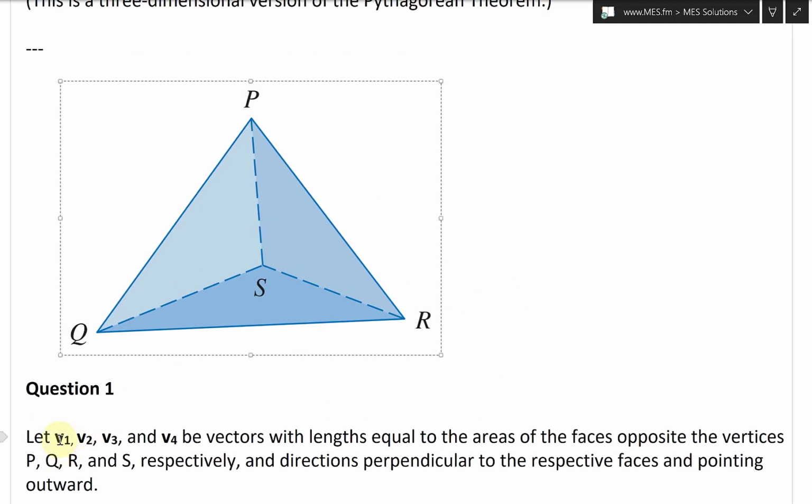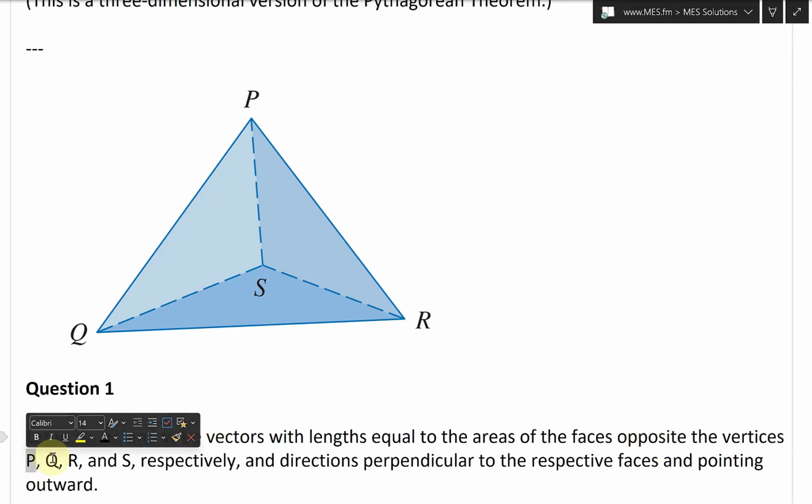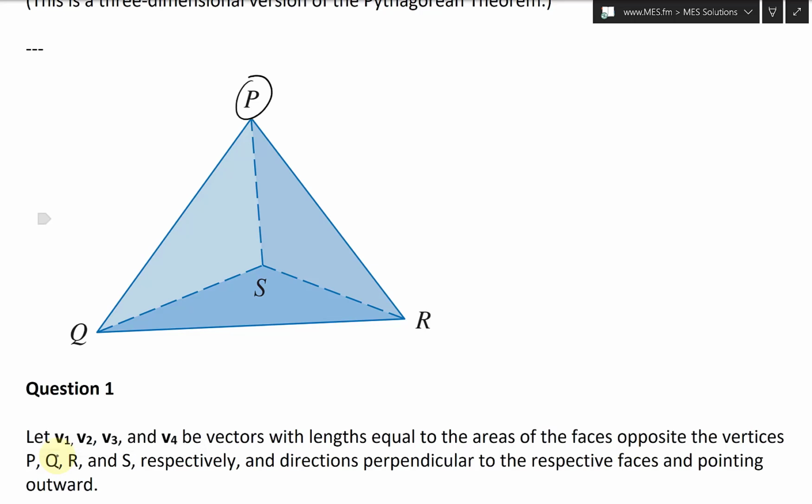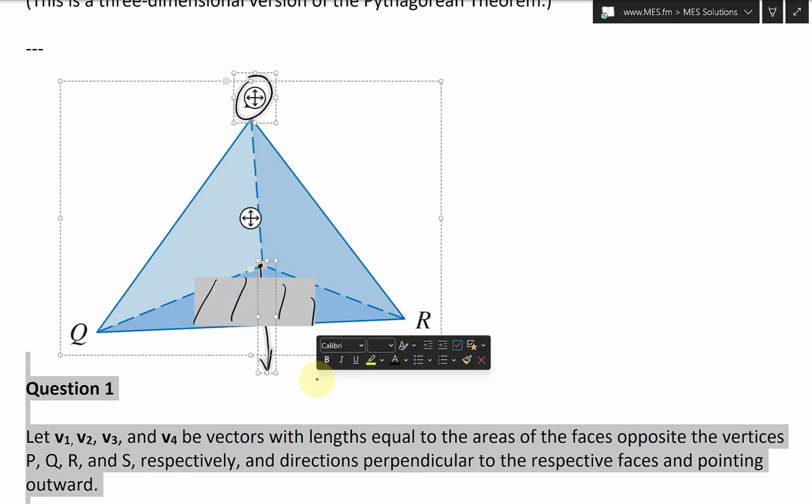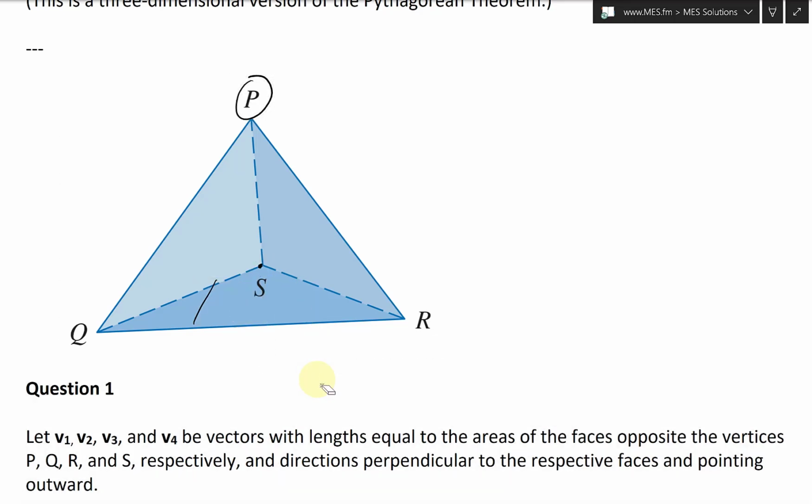All right, so we have the vector V1. It corresponds to the area of the face opposite the vertex P. So if this is P, the face opposite is going to be right here. So the length of this vector is going to be like that, V1, and directions are perpendicular to respective faces and pointing outwards. So if it's perpendicular to this face and pointing outwards, we're going to be pointing away from it, and let's set everything to the origin. We're going to be pointing downwards away from this face and perpendicular to it.